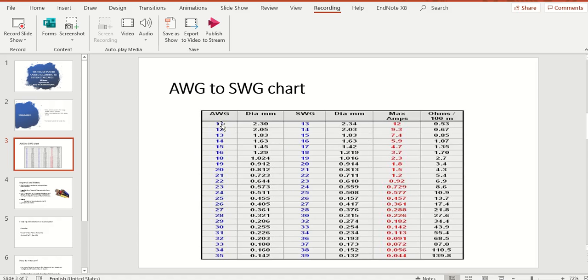So the 11th number AWG is equal to the 13th number in SWG. Both of the diameters are almost similar. There is a little difference, like 2.30 millimeter here, and here it is 2.34 millimeter. It does not affect much because here we are talking about currents of the magnitudes of amperes, not milliamperes. So a 0.04 millimeter difference will not cause much difference. Here is a basic conversion of one system to another.